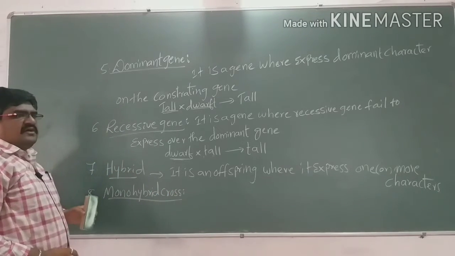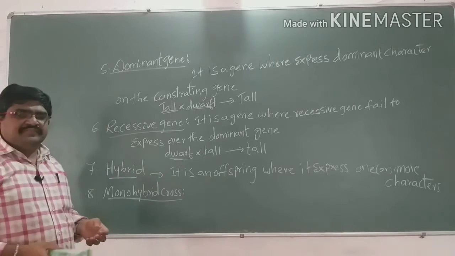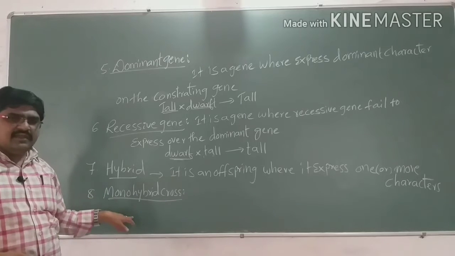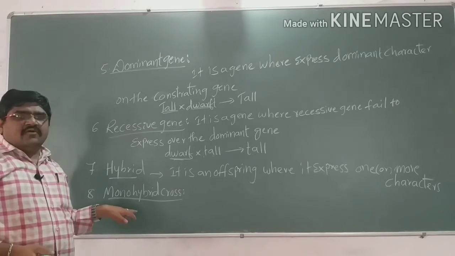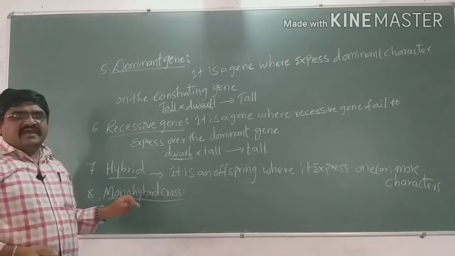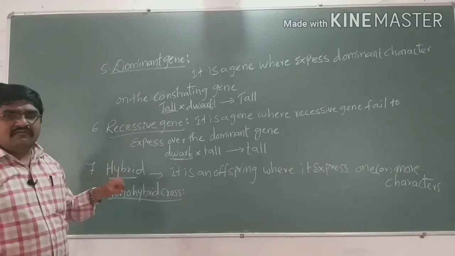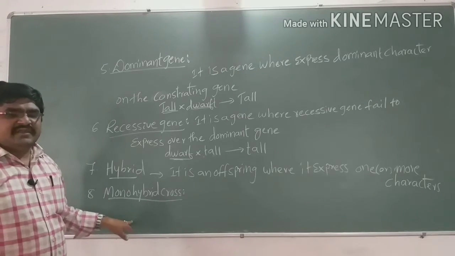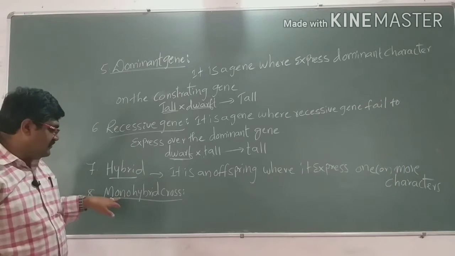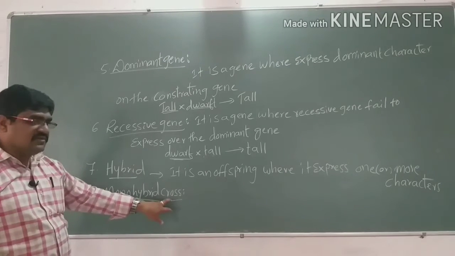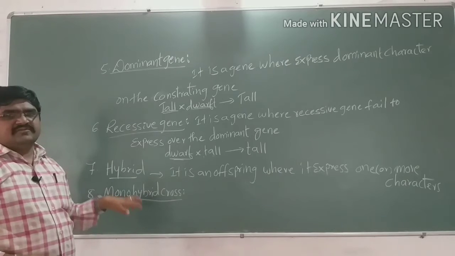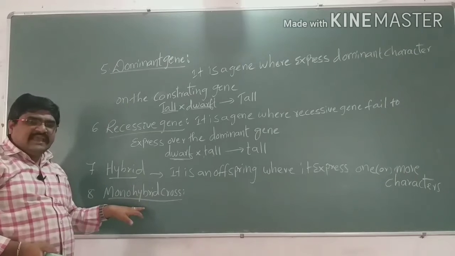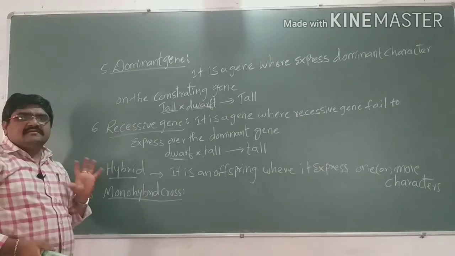It is the cross of a homozygous condition, where in a homologous chromosome, in a plant or animal, it expresses only one character when hybridization takes place. So you can call it a monohybrid cross. That means when two homozygous parents are crossed, we are able to produce only one character.